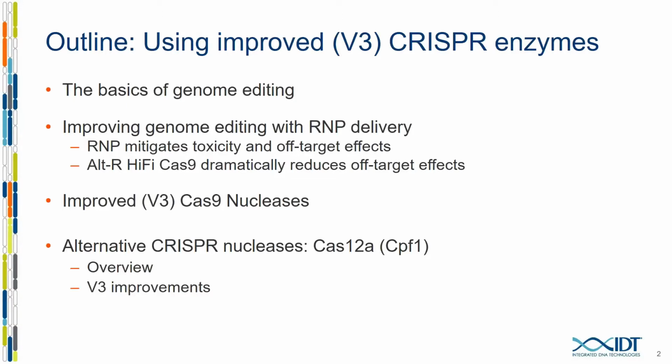And then I will move into the idea that the delivery mechanism of the CRISPR enzymes affects toxicity and off-target effects. I'll spend an awful lot of time talking about the Alt-R HiFi protein and how it can be used to reduce off-target effects. And then after each section, I'll try to go into some detail about how we've improved each one of these enzymes and show some real data.